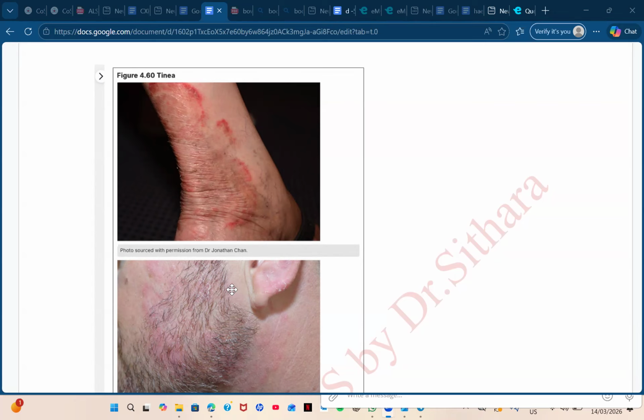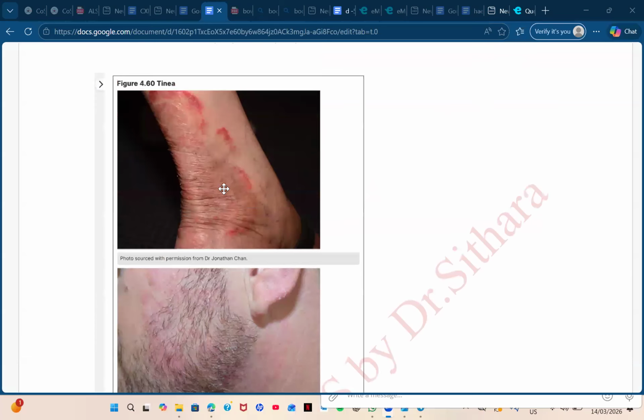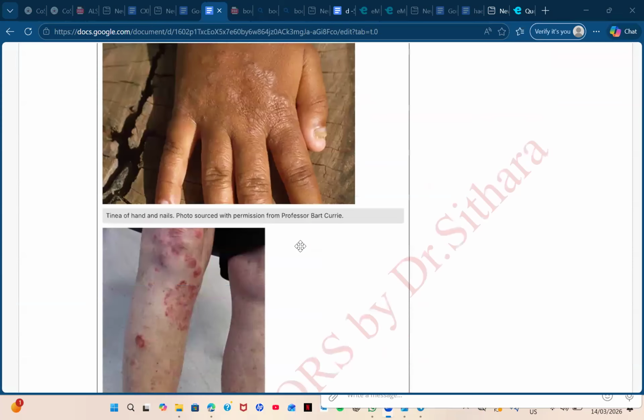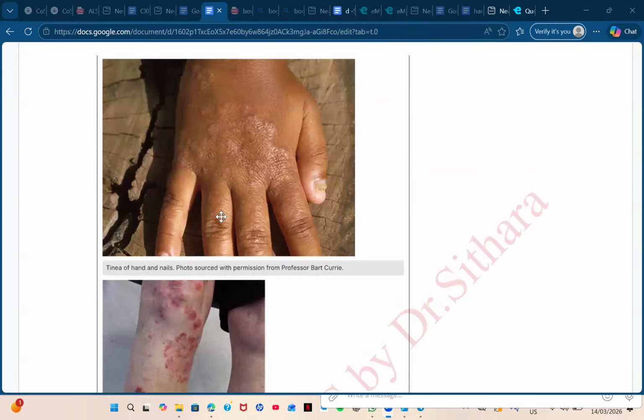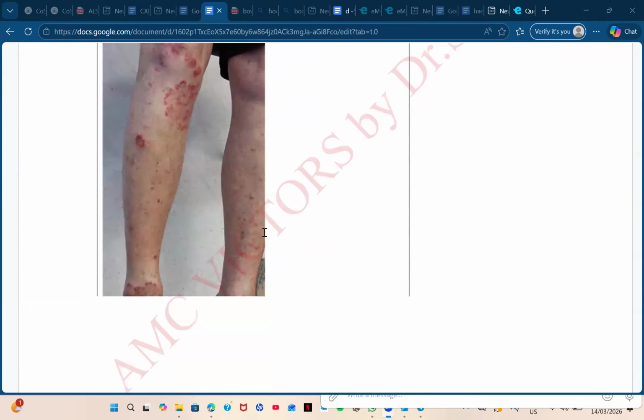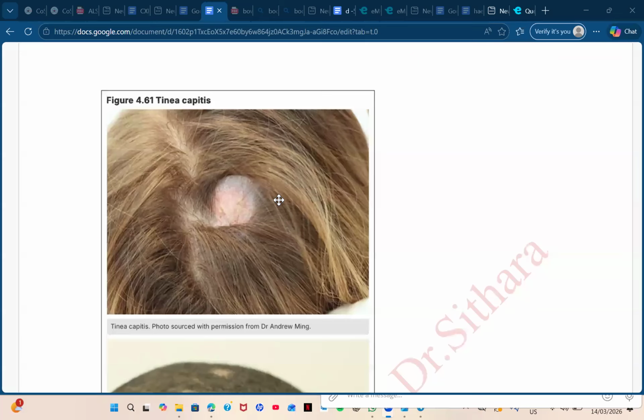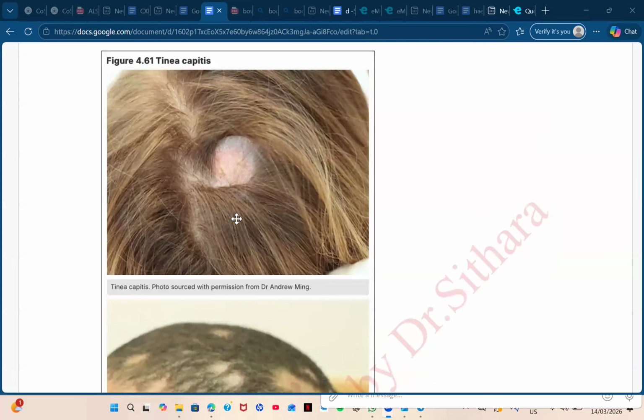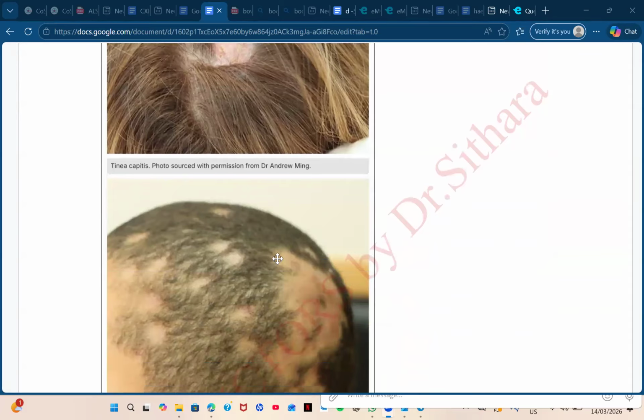Doctors, usually you have to remember, and sometimes treatment can be changing here as well, because like psoriasis, treatment can be changed for different places. So here, please keep in mind how it presents. Here, tinea of hand and nails. Here, it's a leg. And here, tinea capitis, like how it presents.